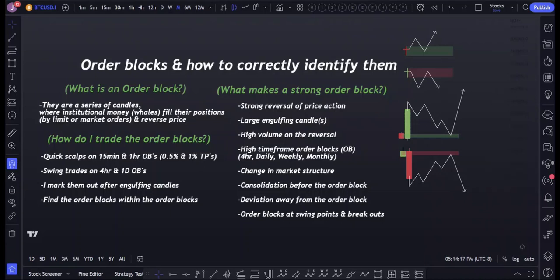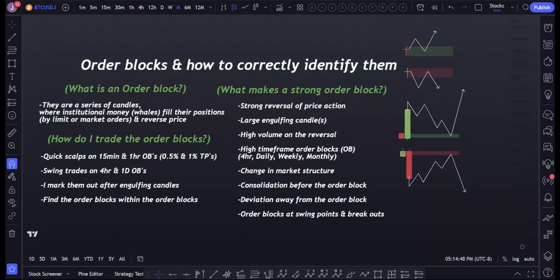It's a series of candles where institutional money, whales, big traders fill their positions by limit or market orders and reverse the price. I trade the order blocks by taking quick scalps when I have a 15-minute or a 1-hour block, and I guess I should have thrown 30-minute in there as well. I take profits at 0.5% to 1%. My stop loss goes to my entry immediately after taking profit, and I let the rest of the trade ride to the next target zone, which most of the time will be another order block.